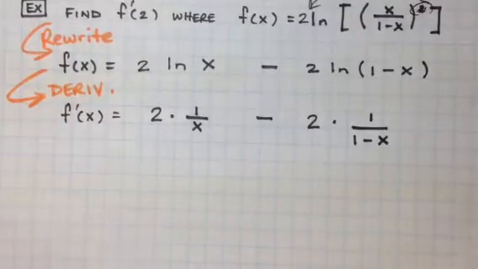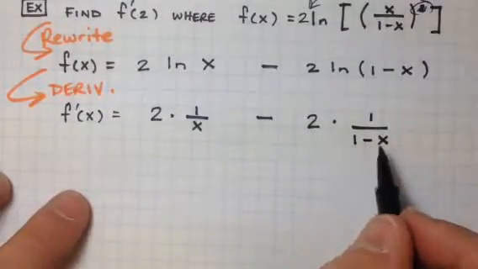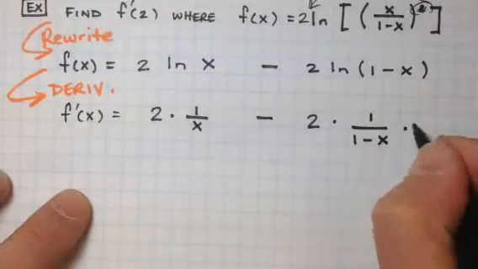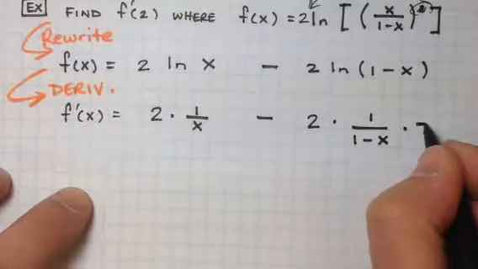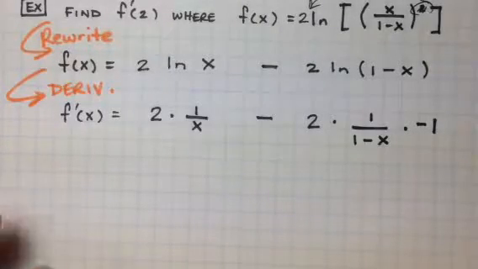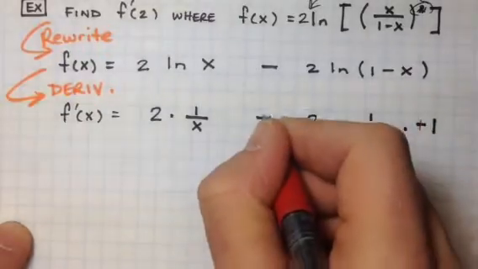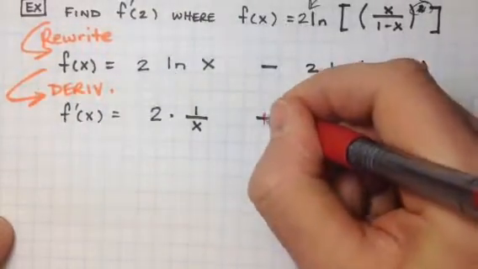But don't stop there, we're missing something. Think about what the derivative of the inner function is. Since it's 1 minus x, x has a coefficient of -1, and we get this. All right, so let's note that those two negatives are going to cancel.